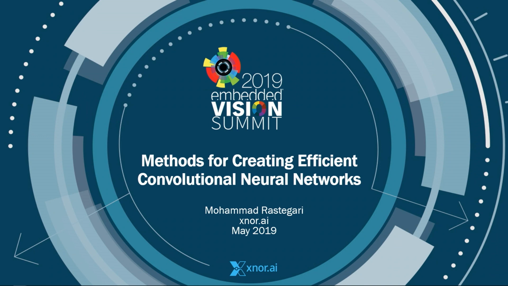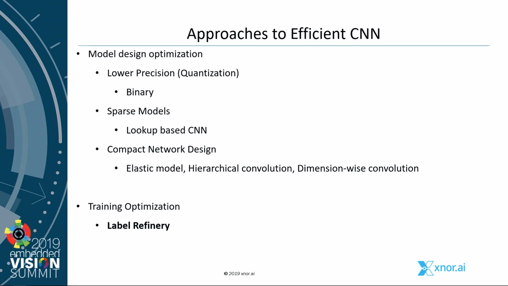So today I'm going to talk about efficient structure of a convolutional neural network. In a sense, how we can build efficient convolutional neural networks. These are mainly categorized in two categories: model design optimization and training optimization. There are a bunch of approaches on model design optimization. We'll touch on that, and there are a few approaches on training optimization, which I'll discuss.